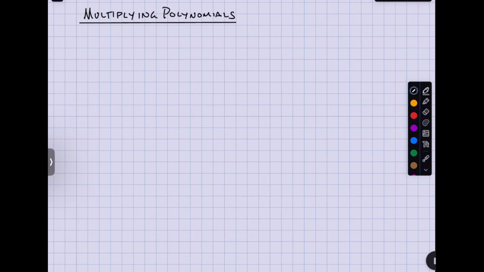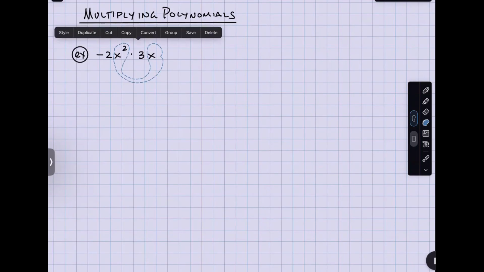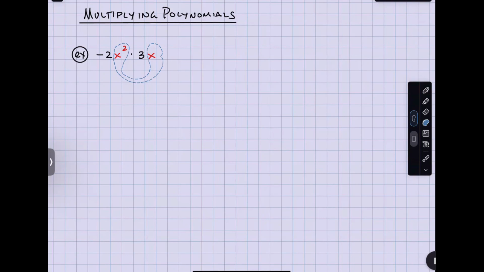So with multiplying, what we tend to do is we're going to multiply the bases together, and we're going to multiply the numbers together. So for example, if we did negative 2x squared times 3x, right? So bases go together. So the x and x squared, they multiply together, while the coefficients multiply together.